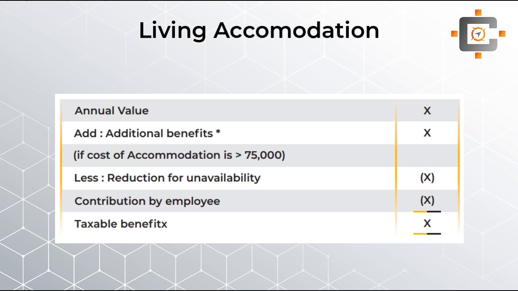Then you have to deduct two major deductions. The first is the reduction for unavailability, which is the most common deduction. If you have used that property for only 6 months, you have to time apportion your taxable benefit. And then the contribution by the employee: if you contributed some amount to your employer, that should be deducted. The remaining amount becomes your taxable benefit.